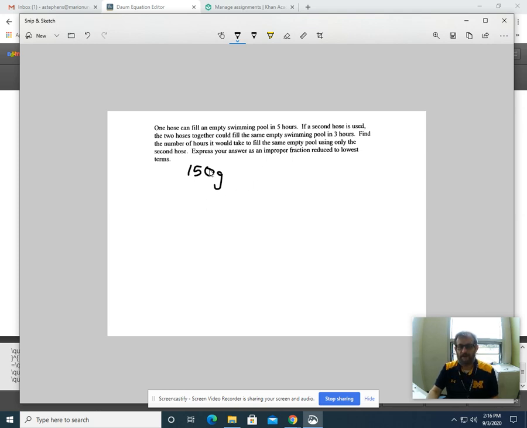So if I have 150 gallons, which again is more like a fish tank or a bathtub than it is a pool, and it takes me 5 hours to fill that 150 gallons. So if I take 150 gallons, so I've got first hose, all right, probably should use my left hand when I do this. My first hose, if I take 150 gallons divided by 5 hours, is filling at 30 gallons per hour.